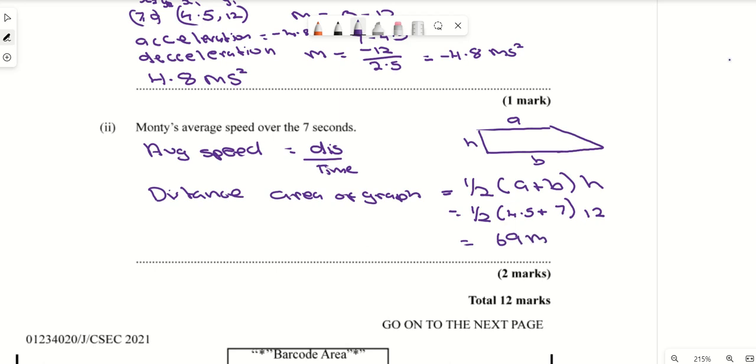Now, if we know anything about average speed, distance is in meters, time is in seconds, so my average speed would be my distance, which is 69, divided by my time, which is 7 seconds. So you use a calculator, you're going to get 9.86 meters per second.